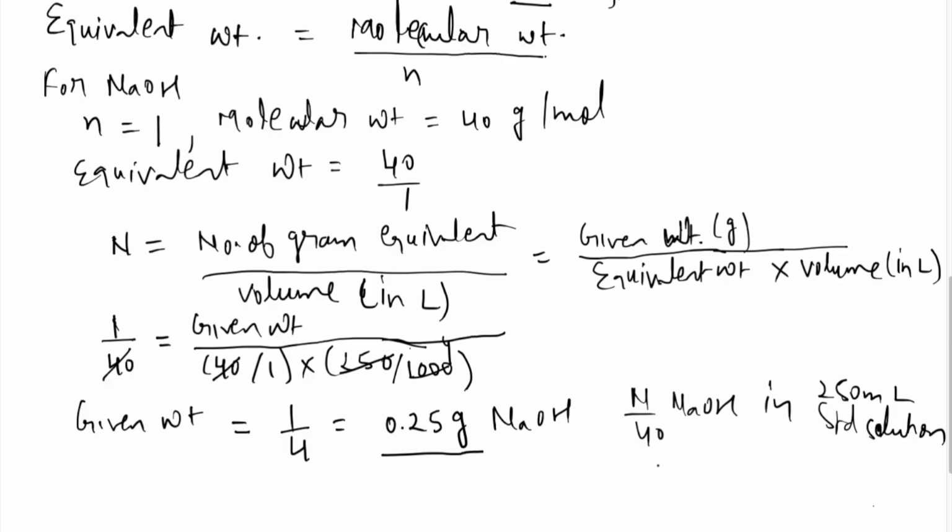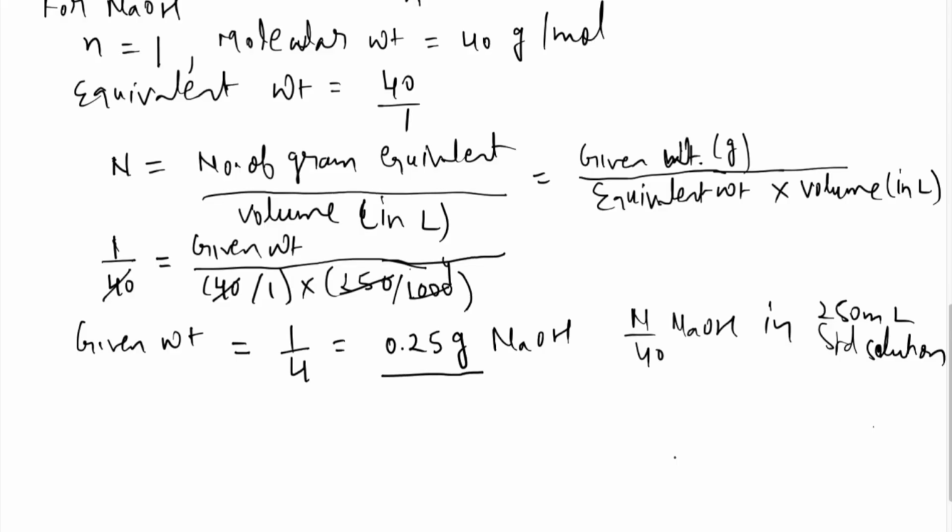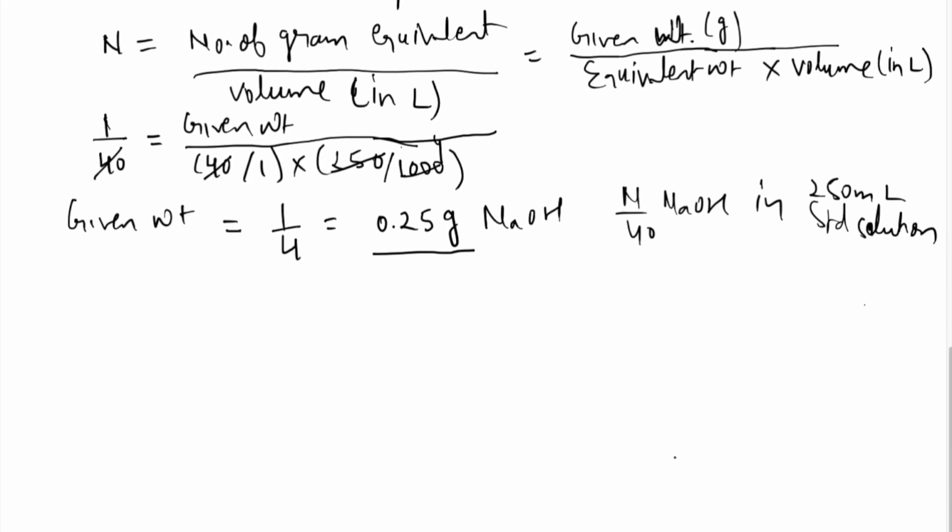Now comes the practical part, how to do that. Before we start the practical procedure, you must remember one thing: no matter how accurately we measure the NaOH, there will always be some kind of discrepancies. NaOH is not a primary standard solution, it is a secondary standard solution. So let me just write something. NaOH is a secondary standard solution.